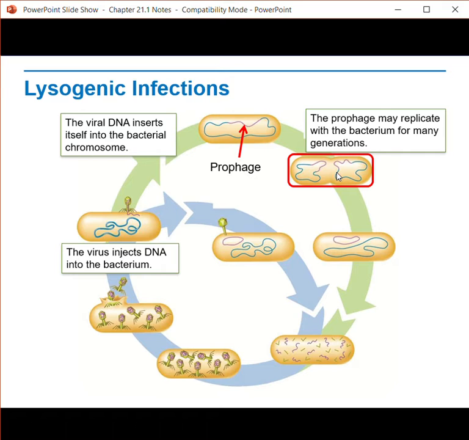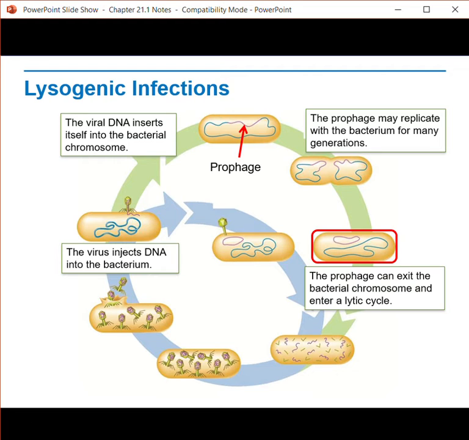Again, the prophage may remain part of the DNA of the host cell for many generations. It is replicated along with the host DNA without damaging the host, and the viral DNA multiplies as the host cell reproduces. Each generation of daughter cells derived from the original host cell will be infected because of this. Next, the prophage can exit the bacterial chromosome and enter a lytic cycle.